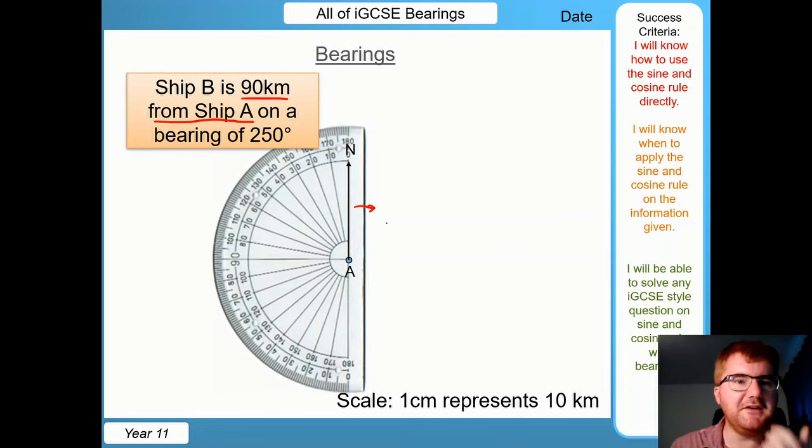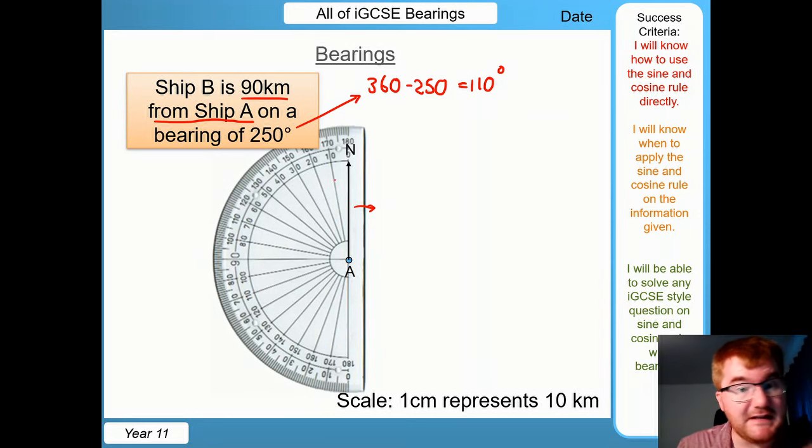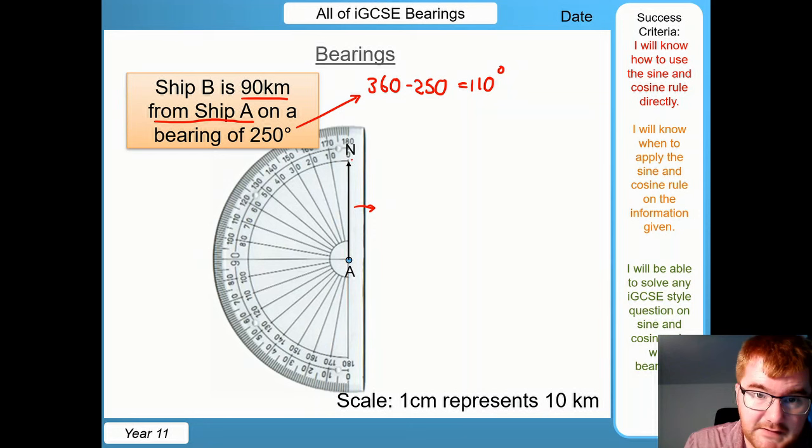So the way we can kind of cheat on this is actually work backwards, because we know angles around a point add up to 360 degrees. So if we do 360 minus 250, that's going to give us 110 degrees. So if we go the other direction, anti-clockwise, 110, again, we use the inside scale because we're starting from zero. So we go to this point here.